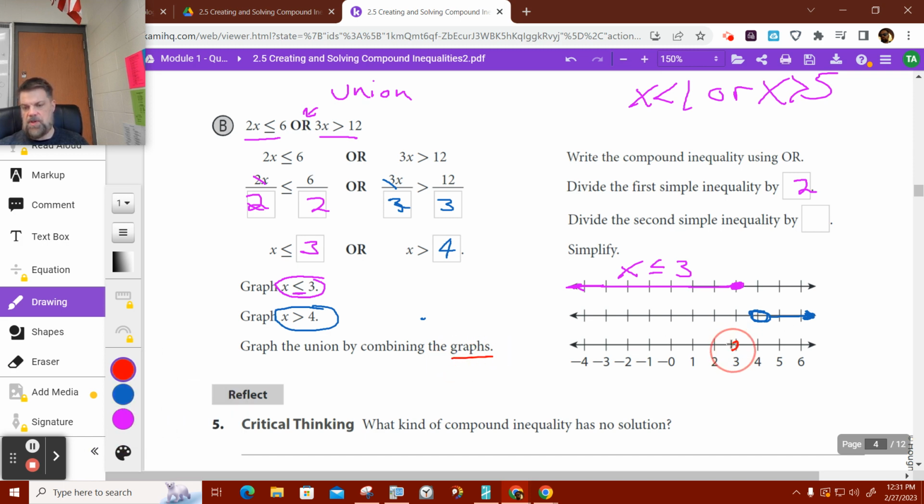So over here, I'm going to put a closed circle at 3 and then draw my line this way. And then an open circle at 4 and then draw my line this way. And that is the compound inequality of x is less than or equal to 3, or x is greater than 4.